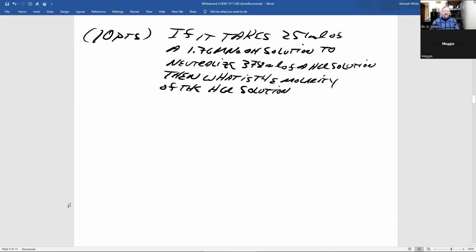All right, let's take a look at this. If it takes 251 milliliters, and by the way, 10 points, we're talking about test number 4 material, if it takes 251 milliliters of a 1.76 capital M molar NaOH solution to neutralize 378 milliliters of an HCl solution, then what is the molarity of the HCl solution? So what are we trying to find? The molarity of the HCl solution. As soon as you're trying to find a molarity, you know this is a titration problem.